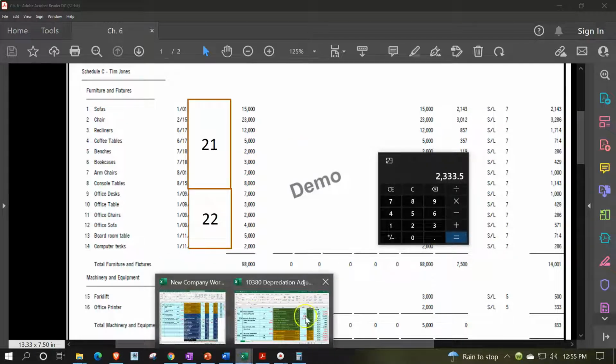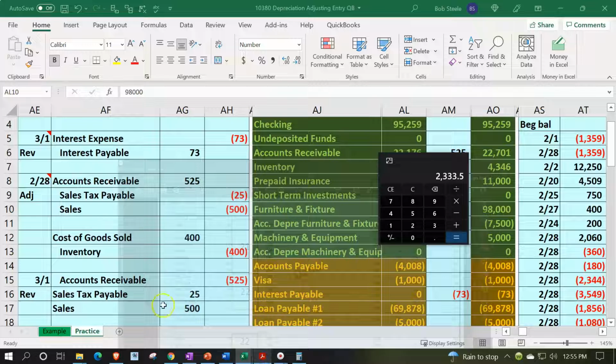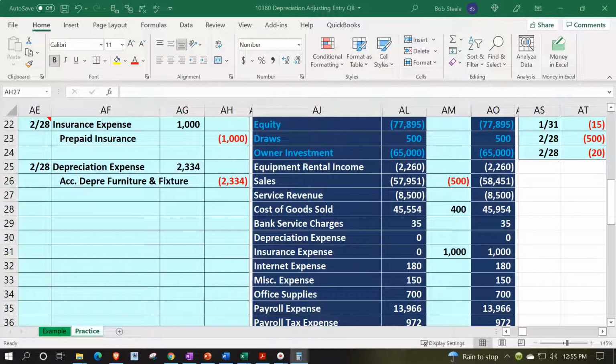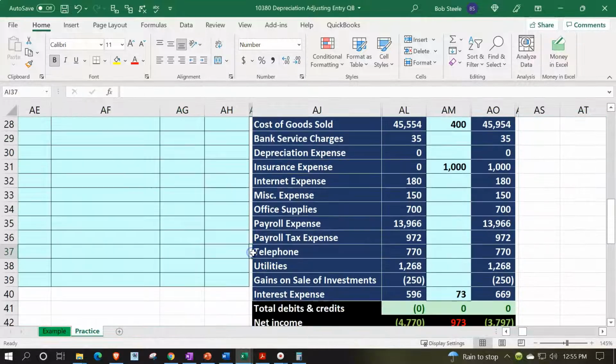So I'm going to go back on over here and say, all right, let's put that in place. We're going to say this is going to be 2334 about on the debit and the credit side of things. Recording that out, depreciation expense on down below.